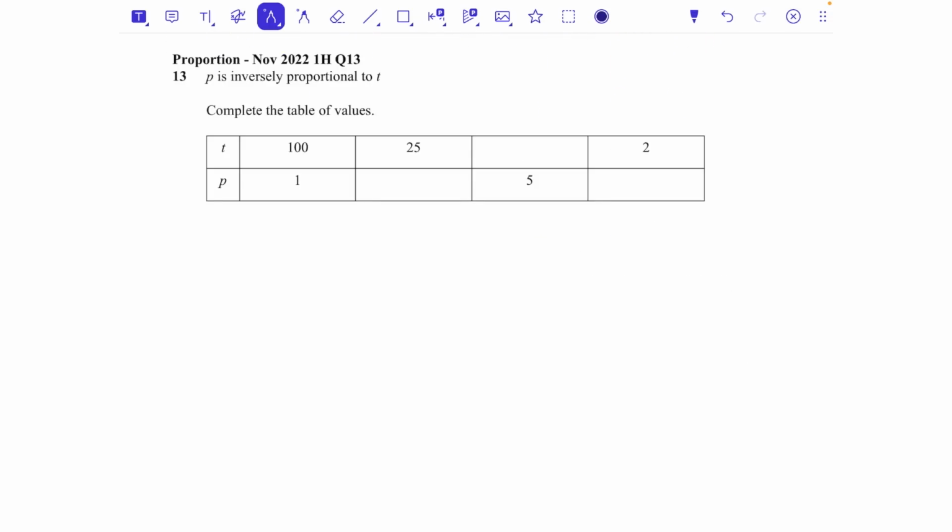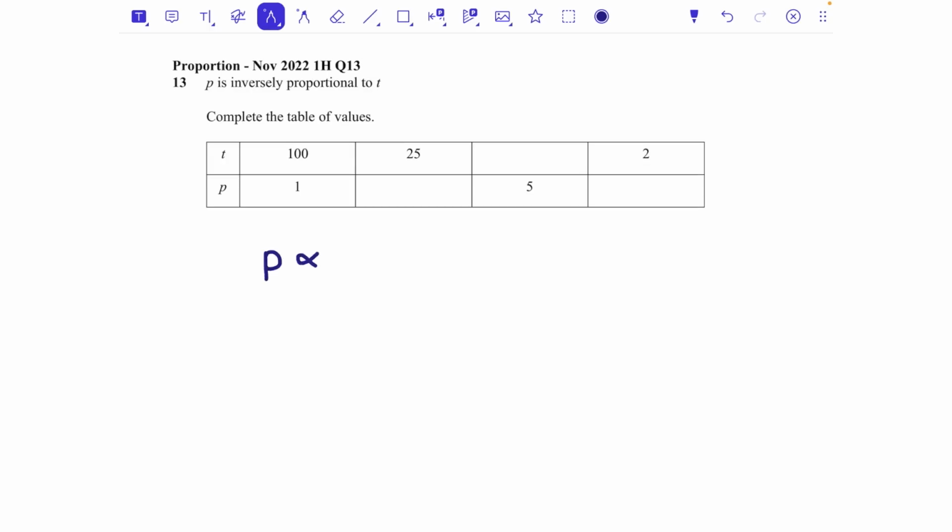Okay, question 13. P is inversely proportional to T. Complete the table of values. So if P is inversely proportional to T, that means it's 1 over T. Can't solve equations with fish in them. So P equals K over T. We change that fish to be an equals and a K. It's not actually a fish, but it's a bit more memorable like that. Here we've got a pair, so that's going to be a helpful one to use. So I'm going to change the P to be 1 and the T to be 100.